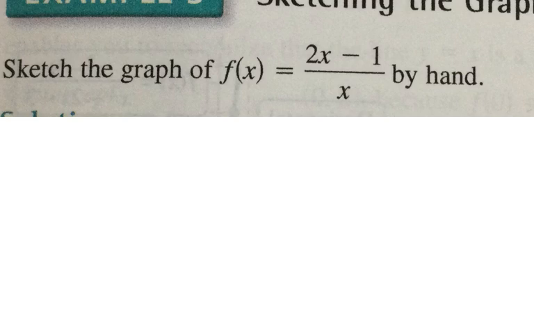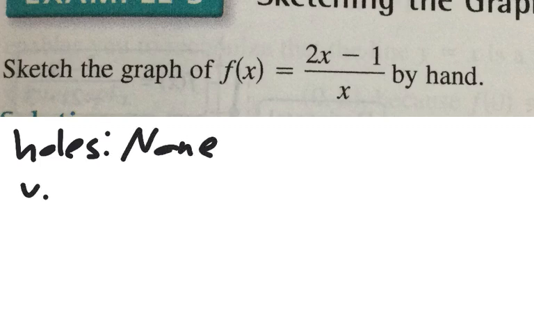Okay, so right here I've got 2x minus 1 over x. First, I want to get the factored form. So can I factor either one of these? No. So the general form is the factored form. Second, are there any holes in the graph? No, because nothing cancels. Next, vertical asymptote. That's where the denominator becomes 0. So x equals 0 is a vertical asymptote.